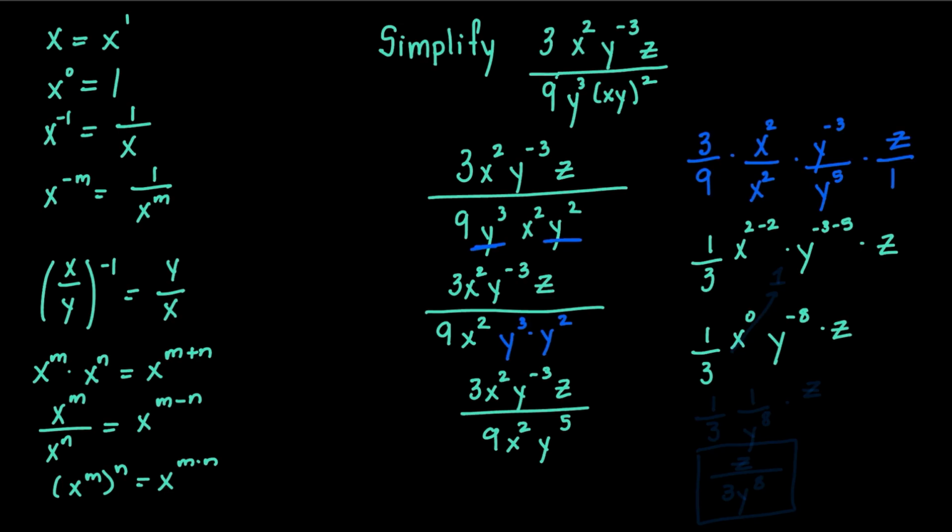X to the 0, anything to the 0 power becomes 1. So 1 over 3, anything with a negative exponent becomes the reciprocal. So 1 over y to the 8th times z. My final answer is z all over 3 times y to the 8th.